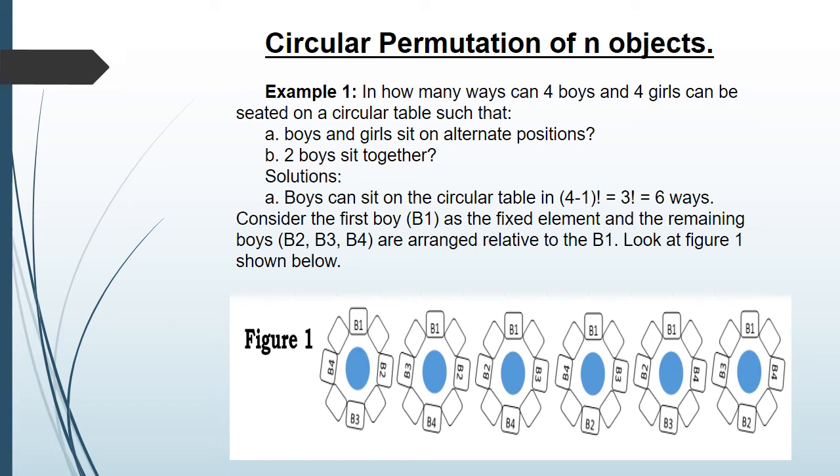Solutions. A. Boys can sit at the circular table in 4 minus 1 factorial, which is 3 factorial, which is equal to 6 ways. Consider the first boy, B1, as the fixed element and the remaining boys, B2, B3, B4 are arranged relative to B1. Look at figure 1 shown below.